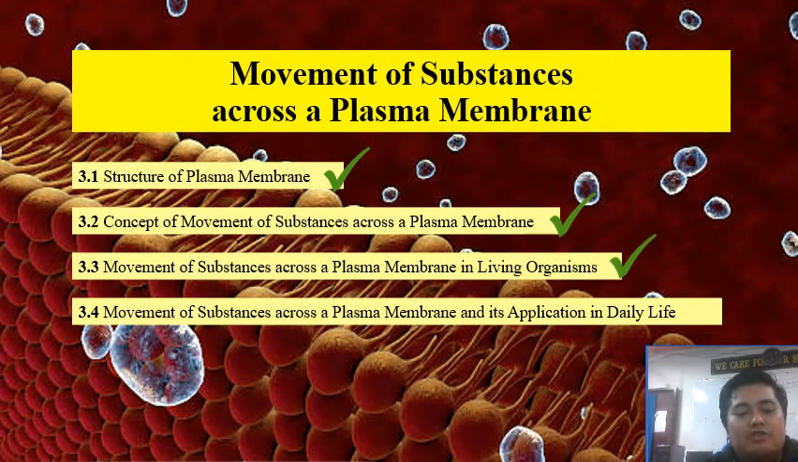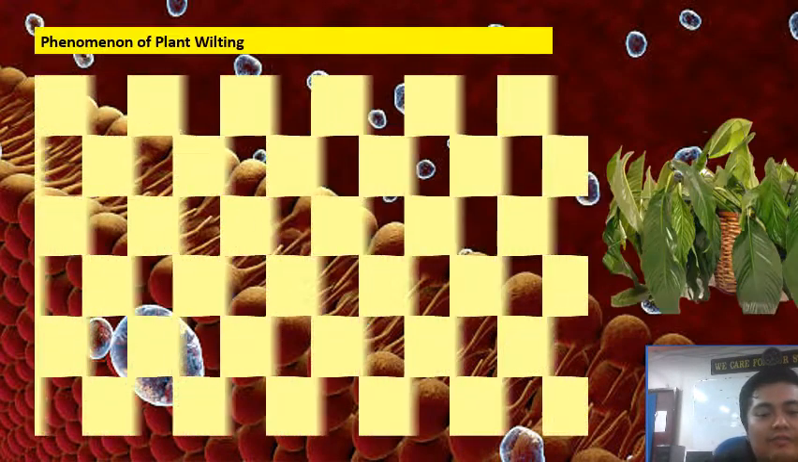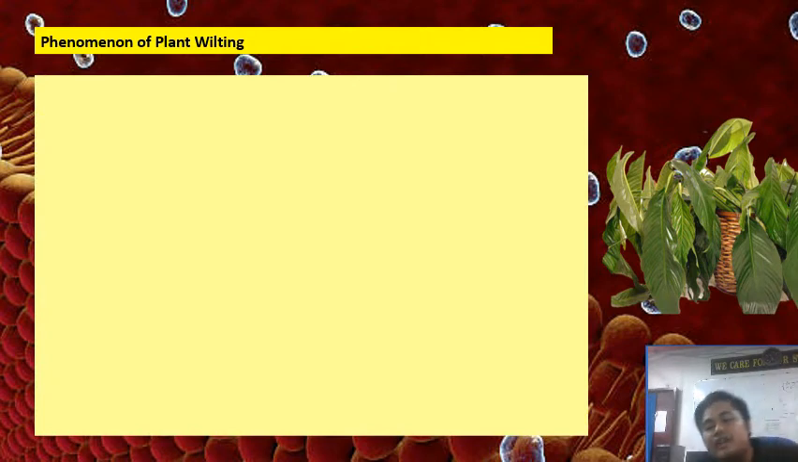So, tamatlah untuk subtopik 3.3. Kita tengok pula subtopik terakhir 3.4, movement of substances across a plasma membrane and its application in our daily life. So, first kali kita akan tengok basically yang ni kita nak tengok apa yang berlaku dekat persekitaran kita. Kita punya knowledge yang kita boleh nampak.